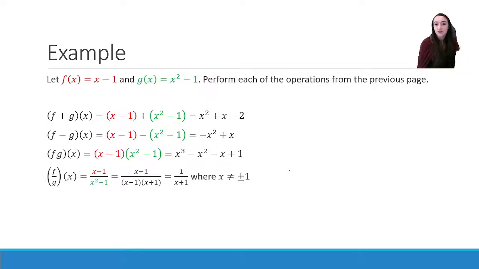But in f over g, we do have a restriction to the domain. We're not allowed to divide by 0, so whenever x is 1 or negative 1, we would have had division by 0. So you do have to be aware of a change in the domain when you're doing division.